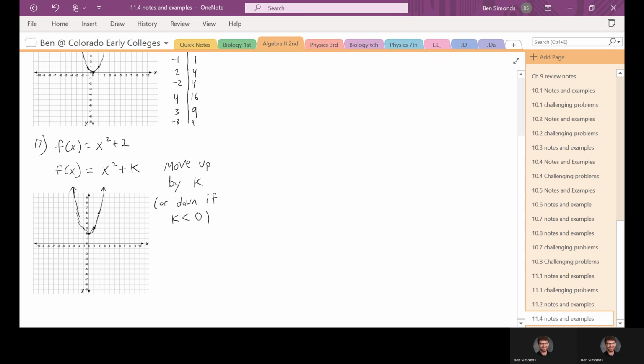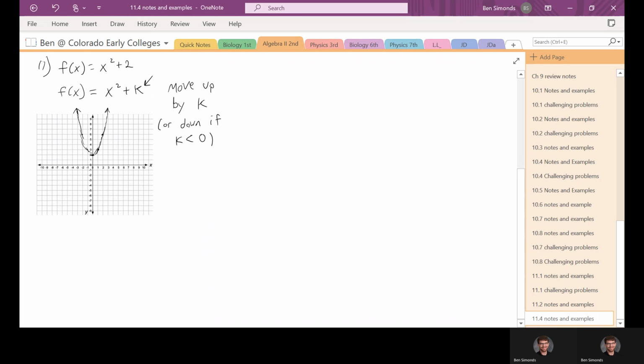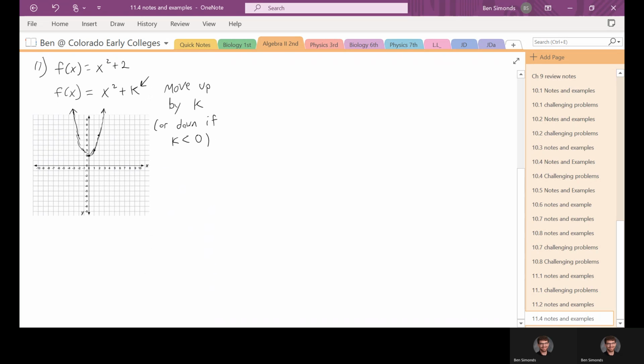Let me make sure I didn't just lie to you really quickly. I'm pretty confident what I just said is correct. Yes, it is. So the first chunk of problems in today's assignment is just taking our basic x squared graph and moving it up or down by however many units as dictated by k. So pretty straightforward stuff there. That's definitely the simplest translation, just moving it up or down.